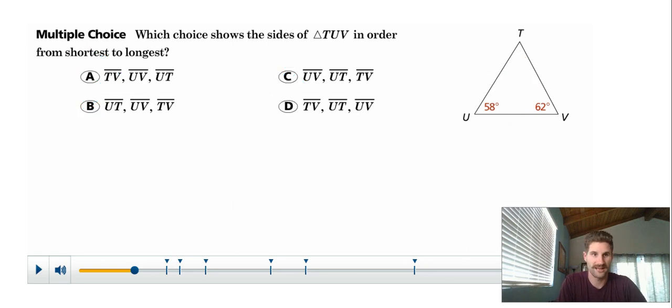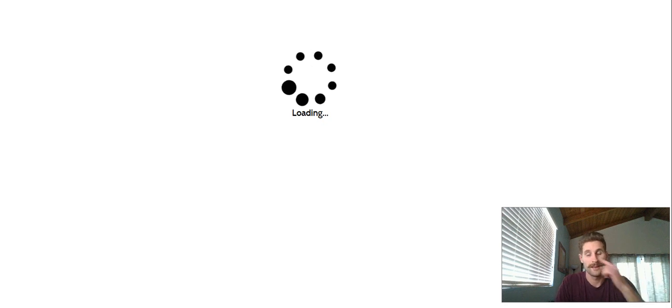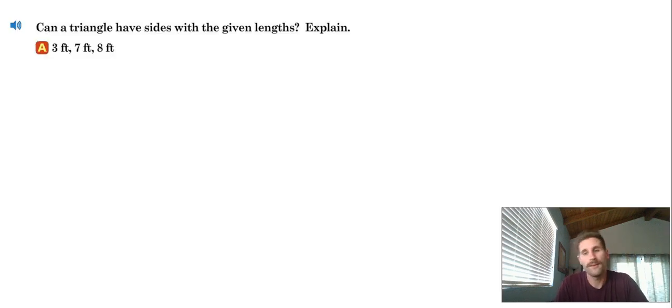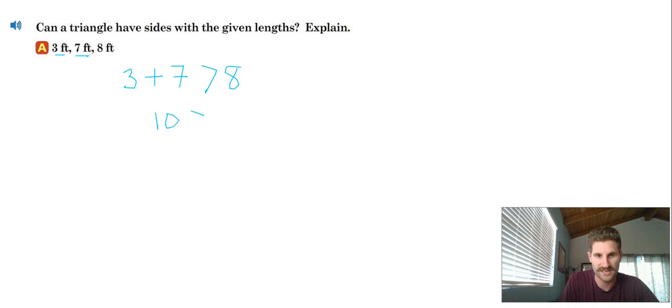Alright, moving on, last problem here. Here we go, using the triangle inequality theorem. Boom, can we have a triangle with these given lengths? Here we go, this is the secret. You take the two smaller and you see if they add up to be bigger than the third. So 3 plus 7, is that greater than 8? Let's see, 3 plus 7 is 10. Is 10 greater than 8? The answer is yes. Boom.